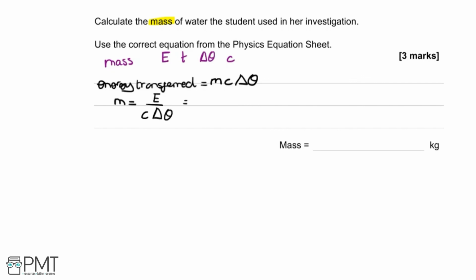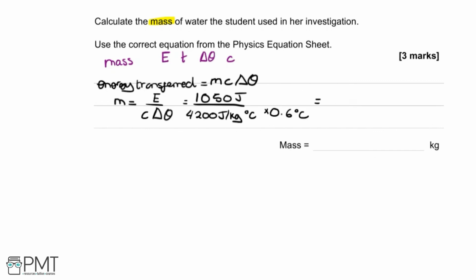We can plug in the values from the question. Energy transferred was 1050 joules. Specific heat capacity was 4,200 joules per kilogram degrees C, and change in temperature was 0.6 degrees C.